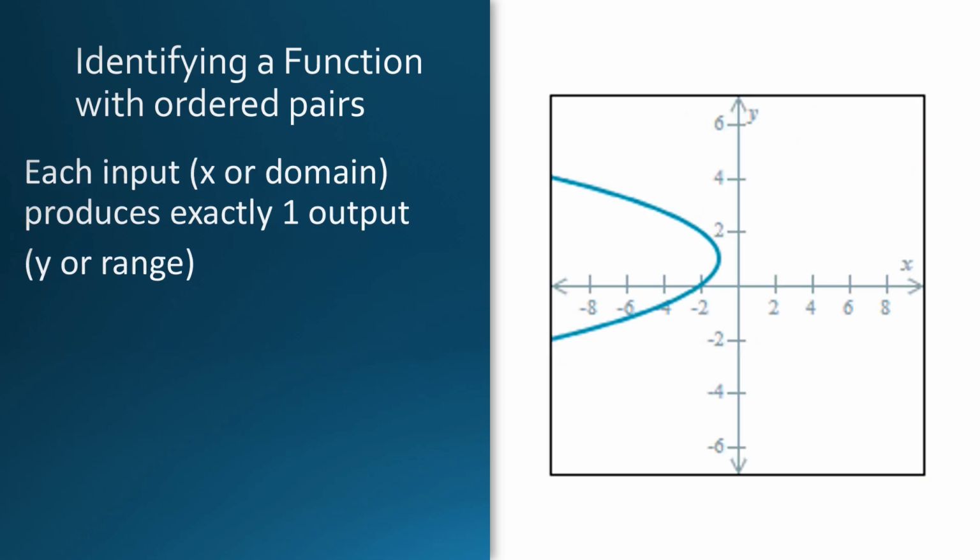Now we're going to look at a function on a graph. This is a little bit different because we don't see the numbers right off the bat, and sometimes they may not be clear to see at all. But there's a really easy way to check this out. It's called the vertical line test.